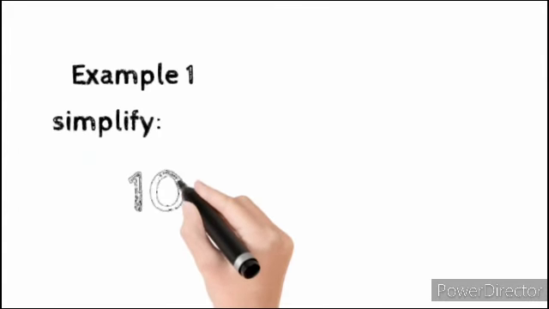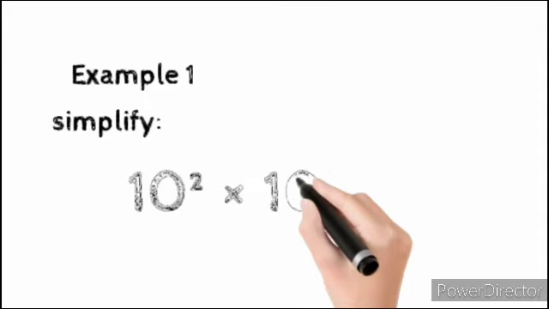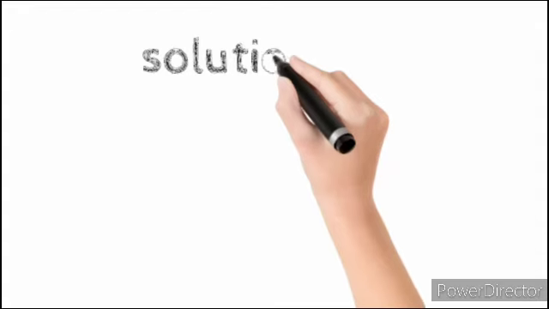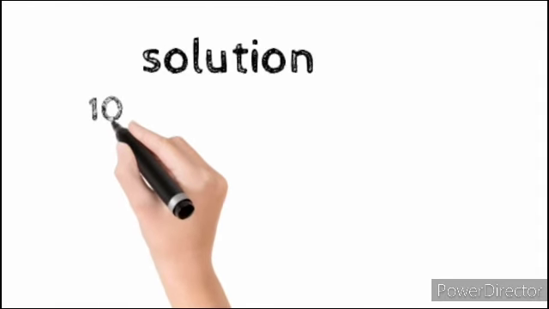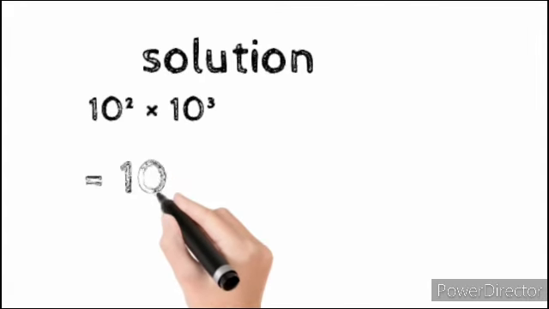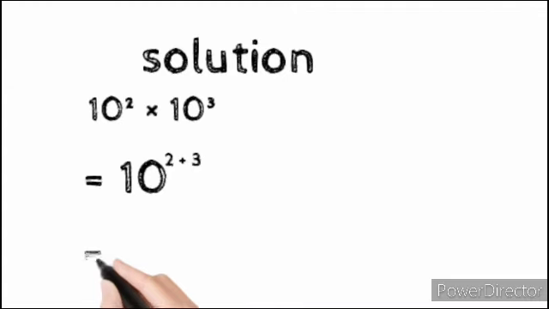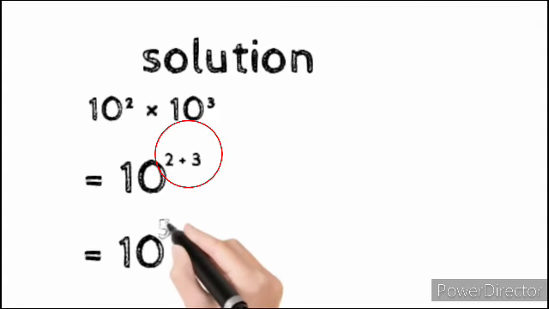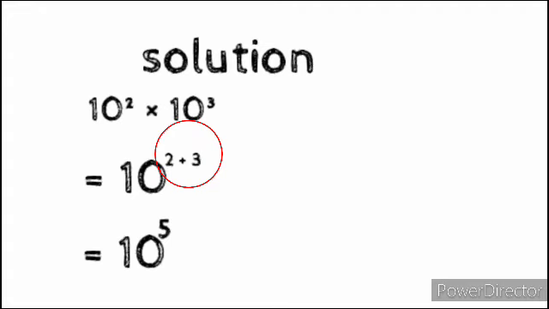Simplify 10 raised to power 2 times 10 raised to power 3. Now, this is what we do. 10, then we have to add up the two powers, which are 2 plus 3, to give us our total power, which is 10 raised to power 5. That is for the first basic law.